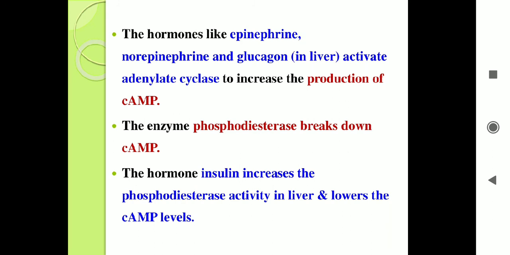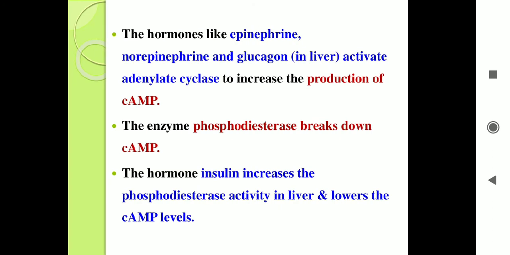Which hormones can be used for regulation? Epinephrine, norepinephrine, and glucagon, which is a very important hormone, present in the liver, that activates adenylate cyclase to increase the production of cAMP. The enzyme phosphodiesterase breaks down cAMP, and the hormone insulin increases phosphodiesterase activity in the liver, and it lowers the cAMP levels. So in hormonal regulation you have to remember or understand which hormones are responsible for increasing the production.